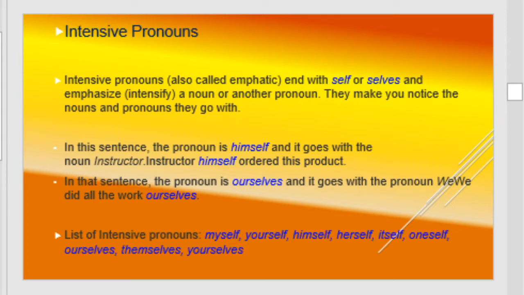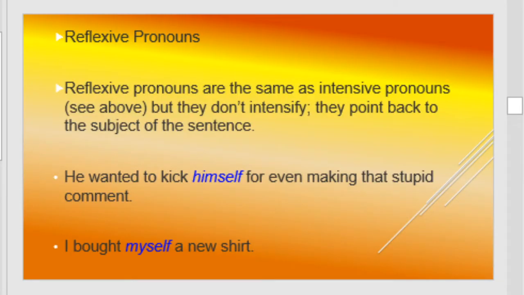In that sentence, the pronoun is ourselves and it goes with the pronoun we. We did all the work ourselves. List of intensive pronouns, we have myself, if talking about yourself, yourself, himself, herself, itself, oneself, ourselves, themselves, yourselves. So these are intensive, to intensify the pronoun or the sentence, okay?